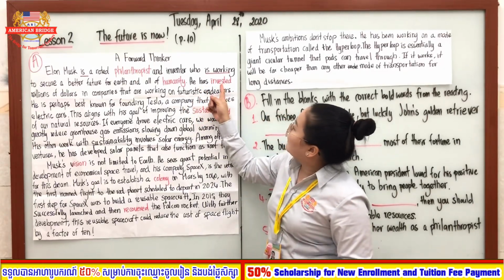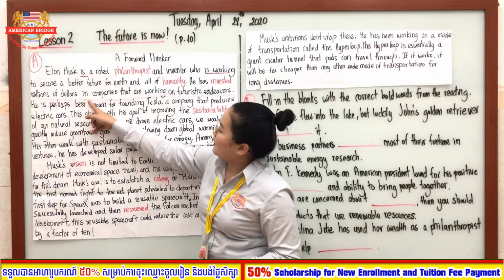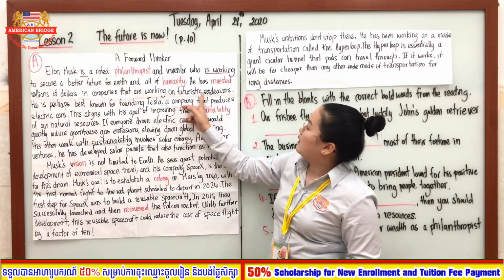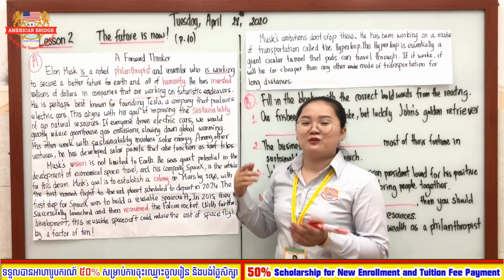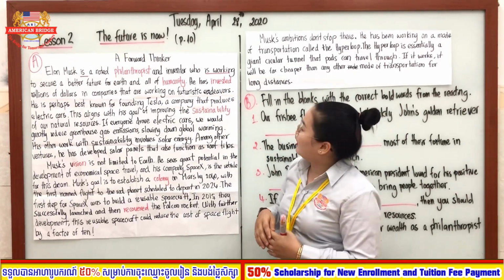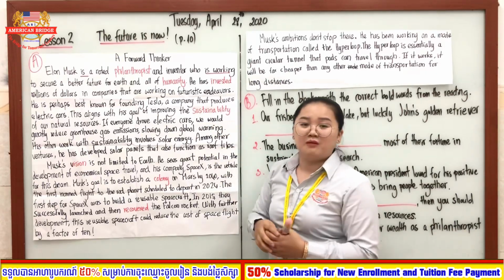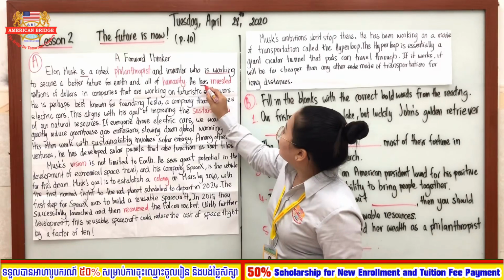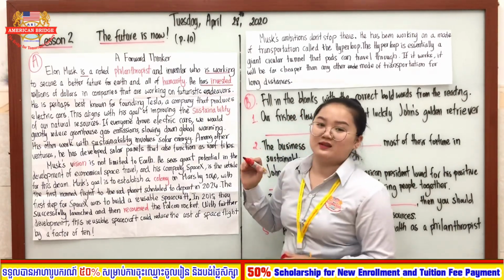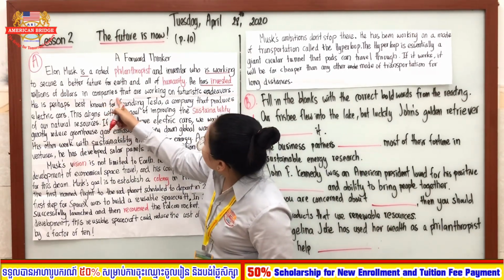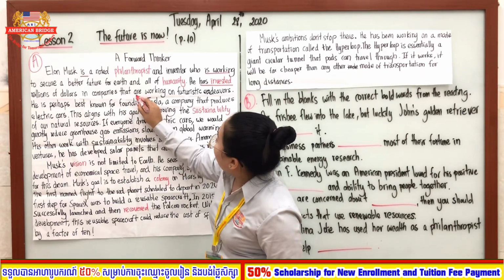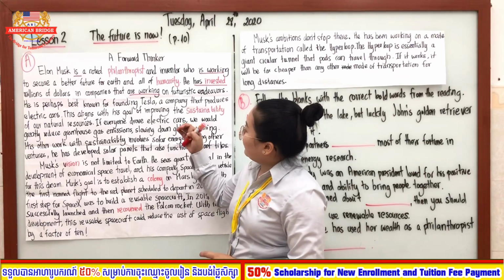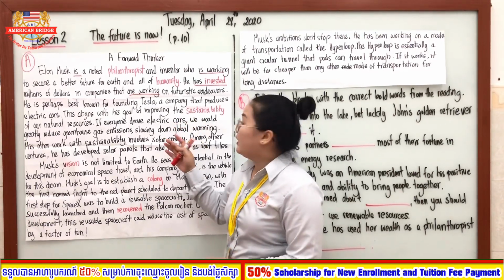He has invested millions of dollars in companies that are working on futuristic endeavors. So now let's come to the second sentence. Can you find any present verb tense? Yes, here, right? Has invested. Anything else? Yes, here, are working. Yep. Okay, next we have to look at the next sentence.